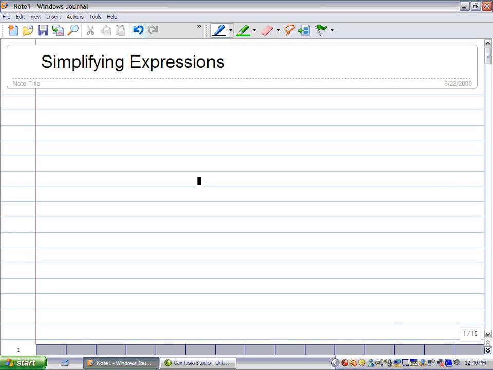This is the first topic for homework 2, simplifying expressions. So we're going to look at a couple of ways that we can simplify expressions. Recall, expressions do not have equal signs. So we're going to be taking the expression and writing an equivalent expression with it.